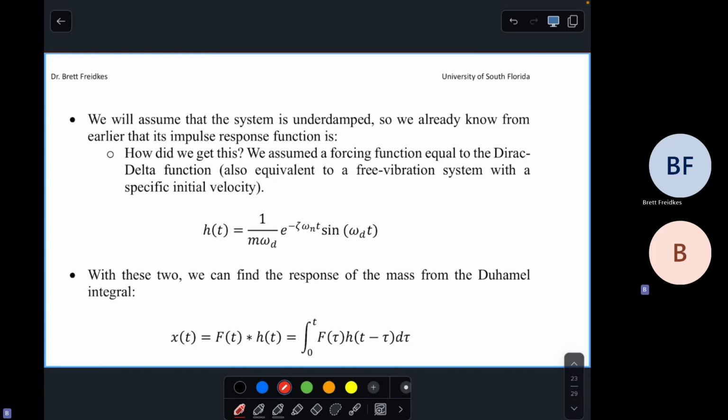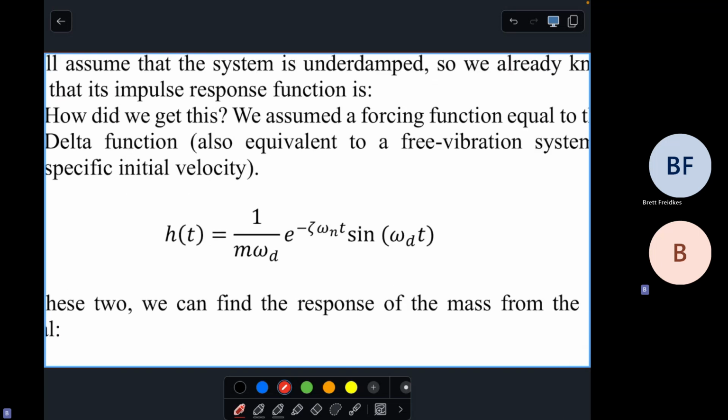So for an underdamped system, we already showed this earlier. This is the A, the amplitude, which was V naught over omega d. Again, V naught for Dirac-Delta, or for any impulse, is F hat over M. For Dirac-Delta, F hat is 1. That leads us to this expression, 1 over M omega d. See that? Delaney, is that okay? Okay.